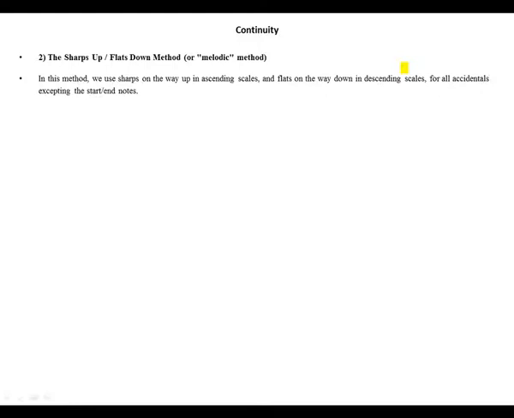The second method is the sharps up, flats down method, or melodic method. In this method, we use sharps on the way up in ascending scales and flats on the way down in descending scales, for all accidentals except the start and end notes. In an ascending scale, we use only sharps, no flats.